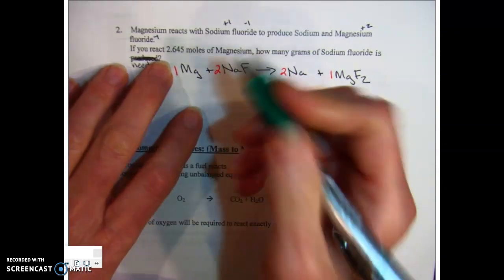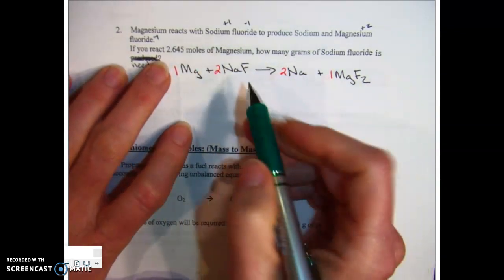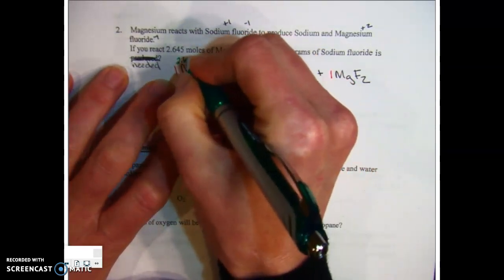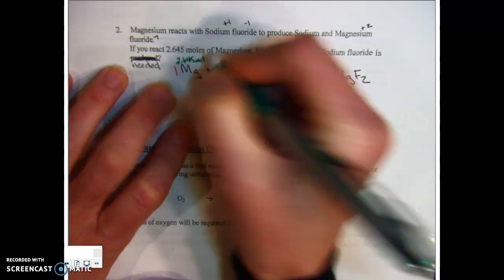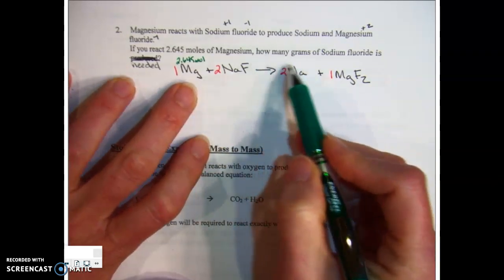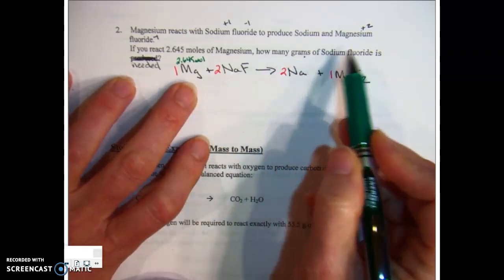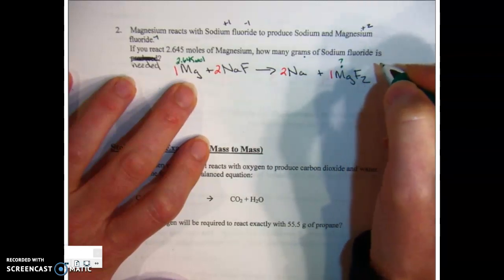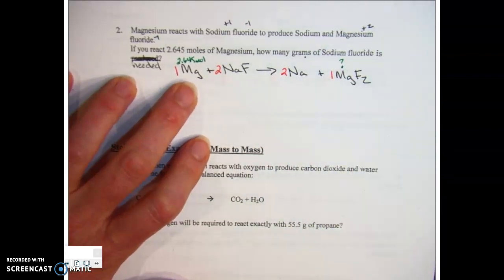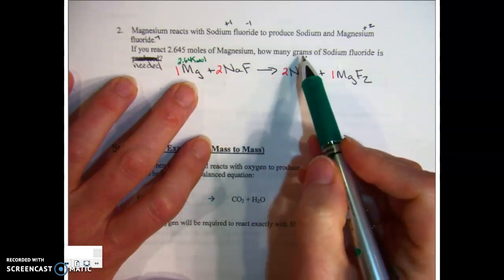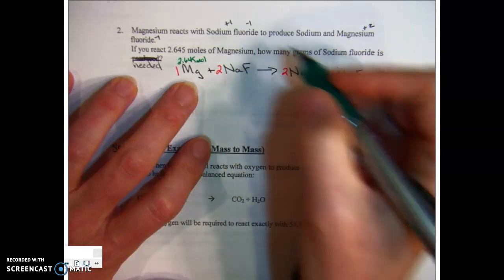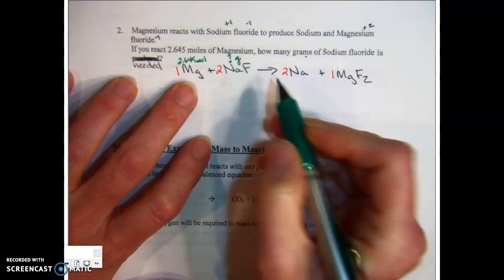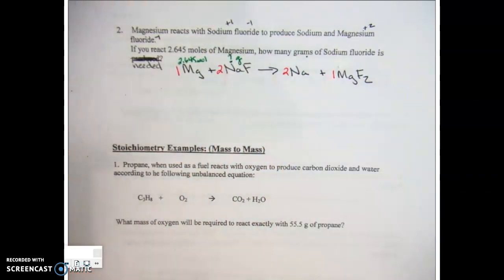So if you react 2.645 moles of magnesium, how many grams of sodium fluoride is needed? So I need, I put the wrong one. Shoot. How many grams of sodium fluoride? Well, here's my sodium fluoride. So I need this in grams. Again, you could put X grams. So what are we starting with?